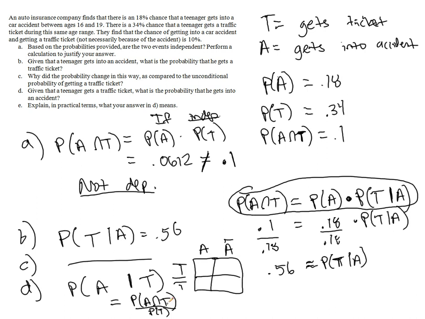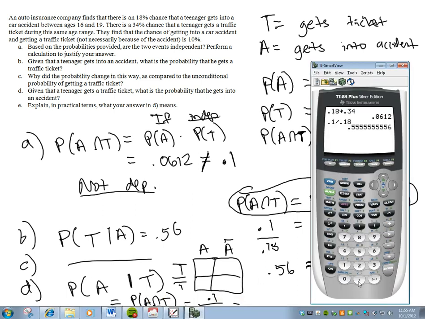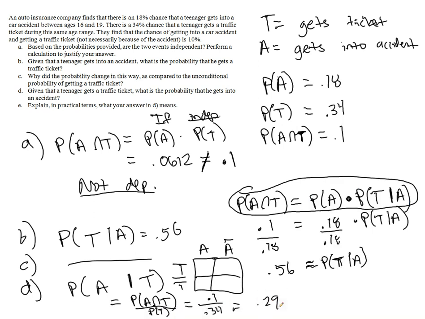We already know that the probability of A and T is 0.1. We know that the probability of getting a traffic ticket is 0.34. Actually, excuse me here, we don't really need the table because we already know these two values. And 0.1 divided by 0.34 gives us about 29%. This means that given that you've gotten a ticket, the likelihood that you also get into an accident is about 29%.